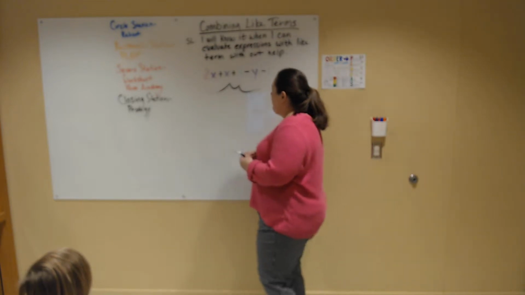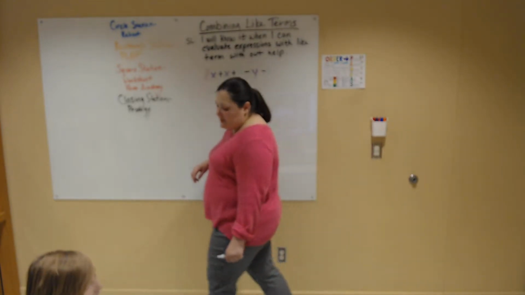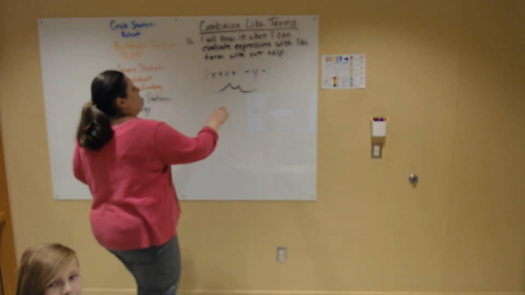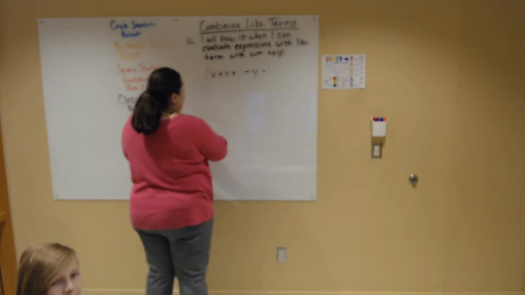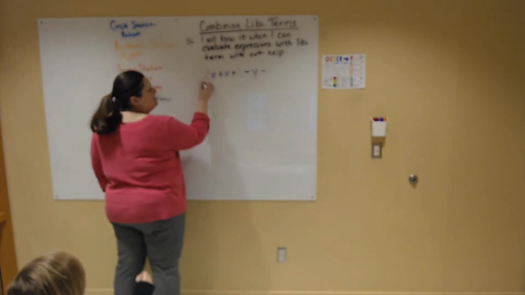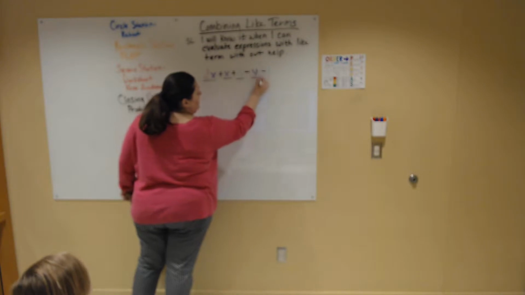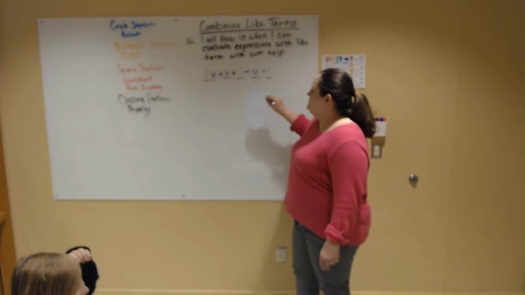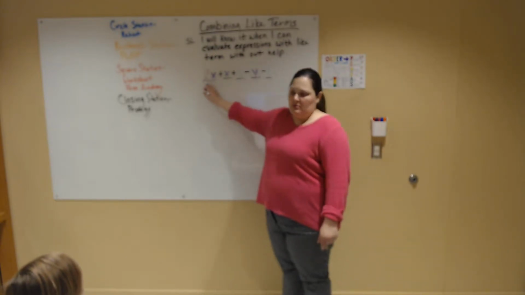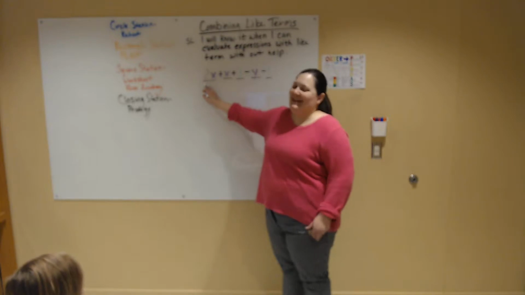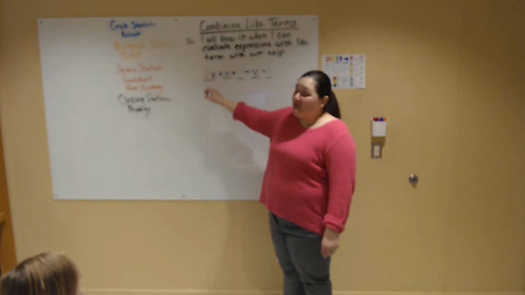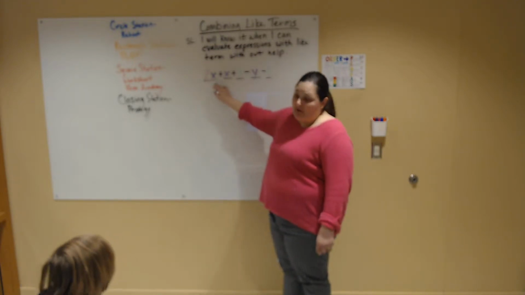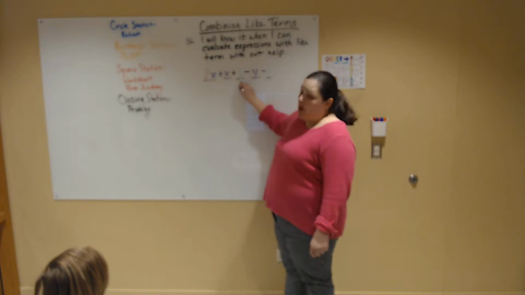Yesterday we kind of talked about different terms. Each one of these is called a what? A term. Correct. And what do I call this? Does anybody remember? It is a 2, but it's also what we're going to call our coefficients. Okay, we have our coefficients, we have our variable, and our constant.